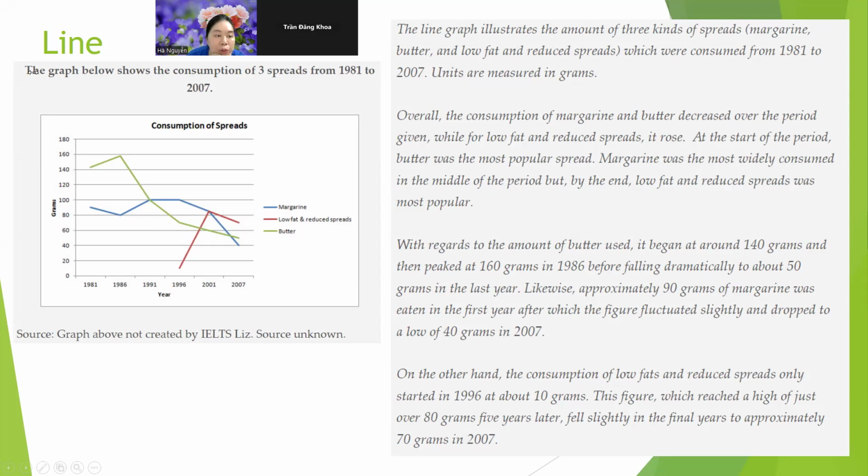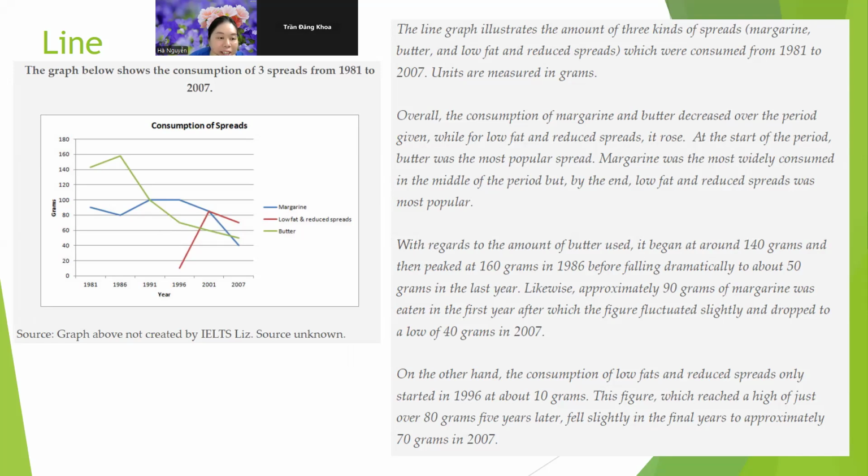The graph below shows the consumption of three spreads from 1981 to 2007. Good job. So what are the three spreads? Margarine, low fat and reduced spread, and the butter. Good job. So there is time change. What is the beginning and ending point? It's from 1981 to 2007. Good job. Well done, separated by each 5 years. That's right.